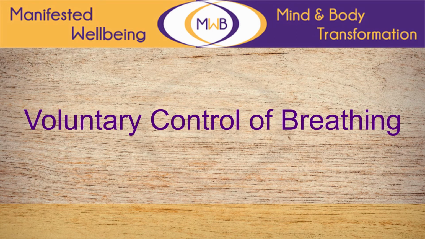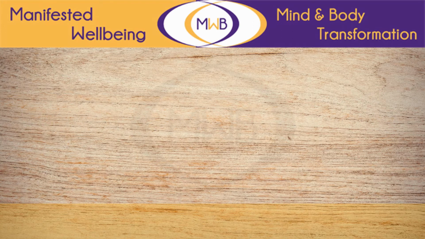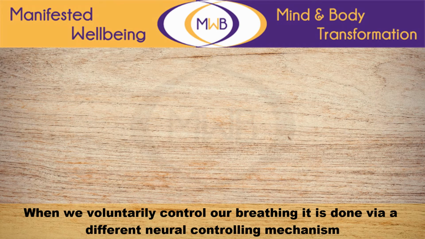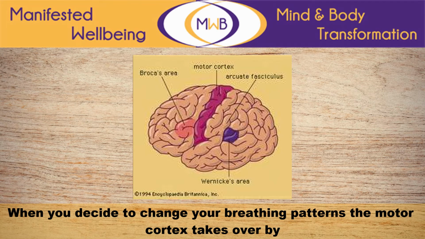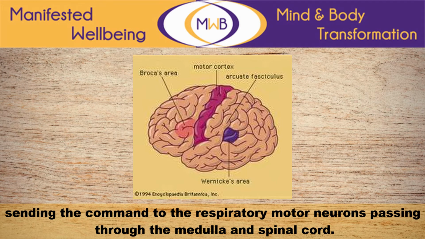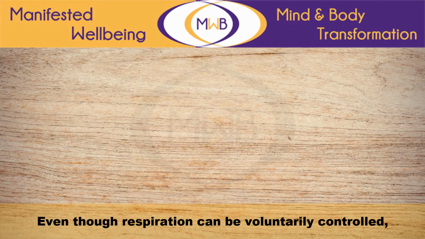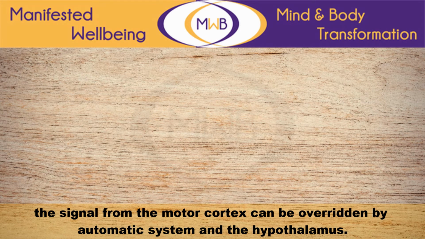Voluntary control of breathing. When we voluntarily control our breathing, it is done via different neural controlling mechanisms located in the motor cortex, which is responsible for voluntary muscular movement. When you decide to change your breathing patterns, the motor cortex takes over by sending the command to the respiratory motor neurons passing through the medulla and spinal cord. Even though respiration can be voluntarily controlled, the signal from the motor cortex can be overridden by the automatic system, which we spoke about, and by the hypothalamus as well.